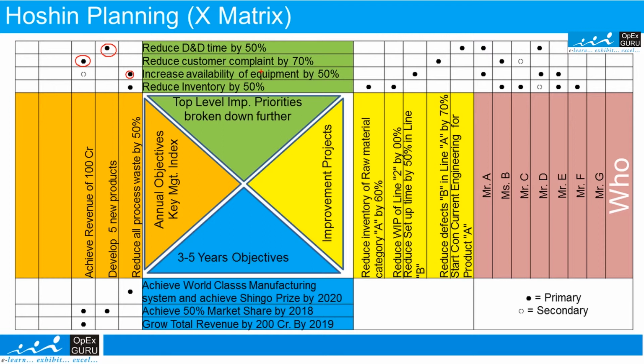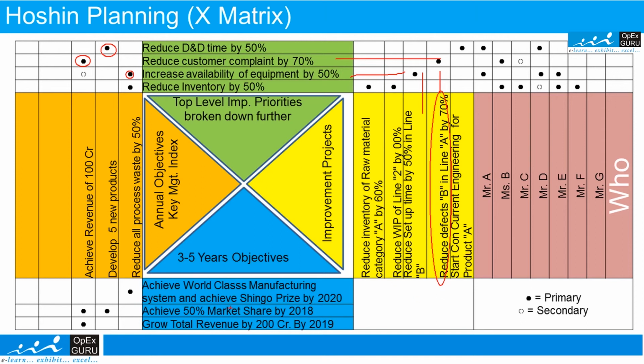So for example, if you want to reduce customer complaints by 70%, the project is something like this. This is the project title: reduce defects in B line by 70%. So this is one particular project. Another project they have identified is, for example, increase availability of the equipment by 50%, and the project is reduce the setup time by 50% in line B. That is the project they have.